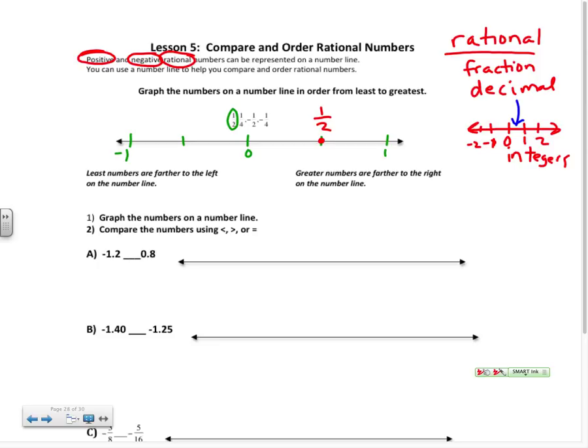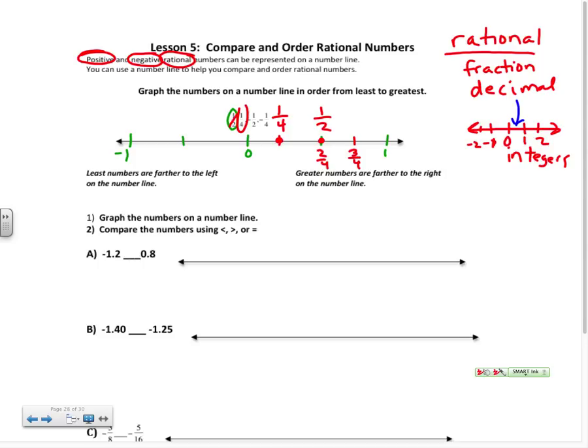1/4, if I were to split up my number line into 4 equal sections, this would be 1/4. Here's 2/4, there's 3/4, and 1 gives us 4/4. So if I were to label my 1/4, it would be right here. And again, I want to mark it with a dot to show that I've actually graphed it.